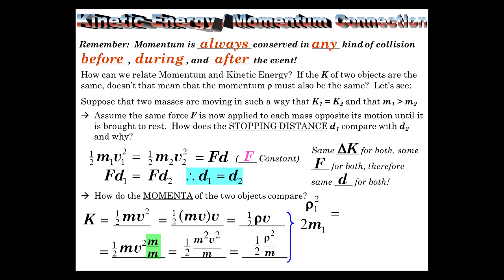Then 1/2 rho 1 squared over m1. So this applied to object 1 is the same as that ratio for object 2. But we know that the masses are different, namely that m1 is bigger than m2. So if m1 is bigger than m2, and the ratios are the same, then what must be true about this? Well, this one must be bigger if this is bigger. Okay, so the momenta are not the same, even though the kinetic energy is the same.